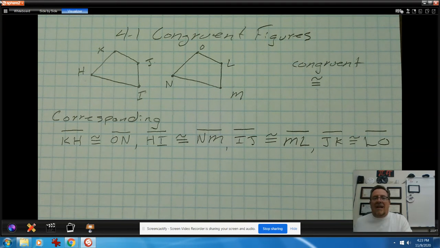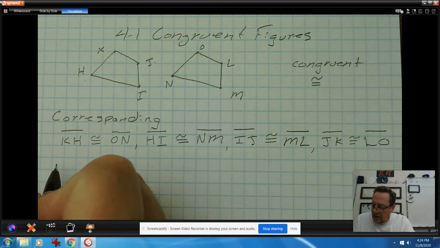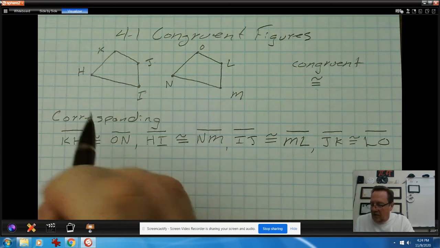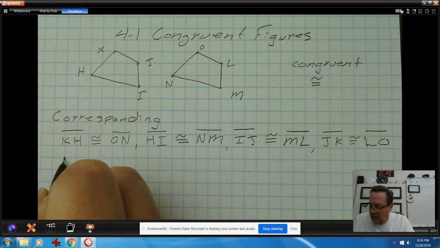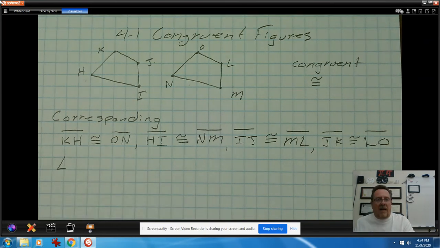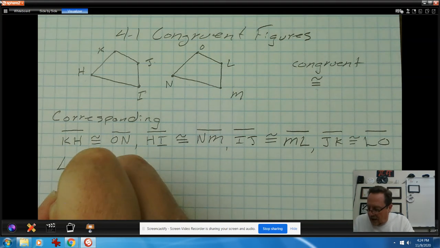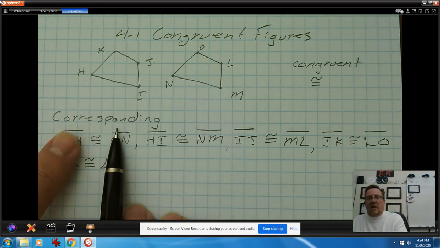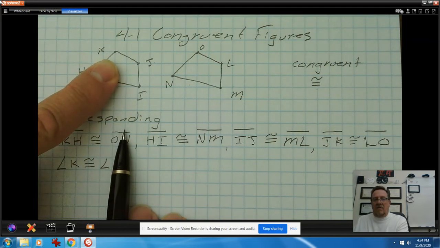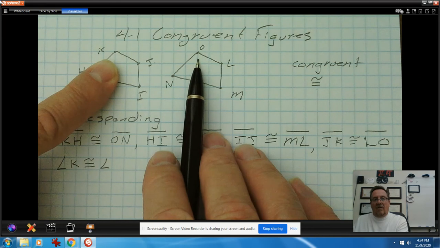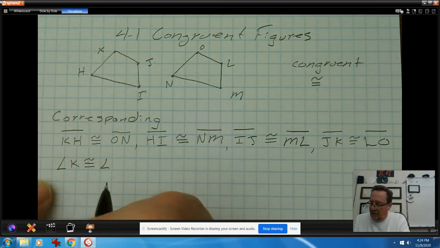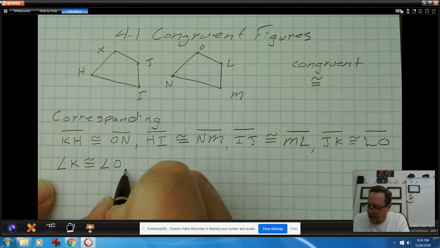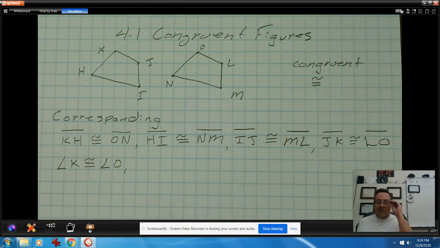Let's do the corresponding angles. Remember how to name an angle? Well, this one's not going to be too bad because I don't have any confusion. I can name these with just one letter, but the angle symbol is a little tiny angle, looks like that. So I'm going to say angle K, and again, I'll use the congruent symbol. Angle K is congruent to which angle? Once again, we're talking about corresponding parts. So angle K would be corresponding with angle O. So I'm going to say angle O here. That's one pair of angles that correspond with each other.